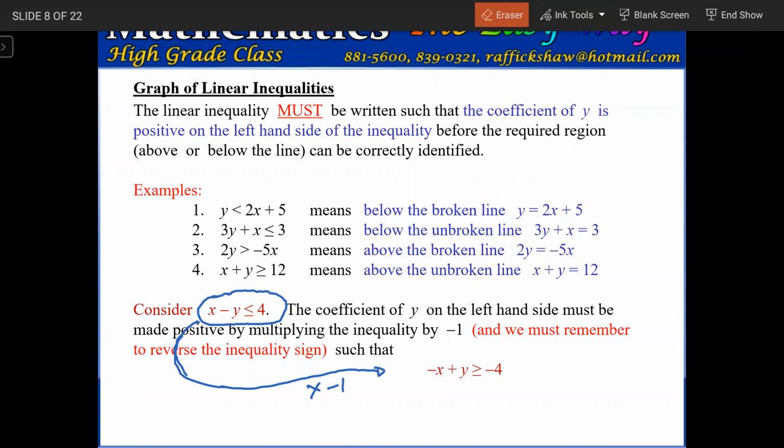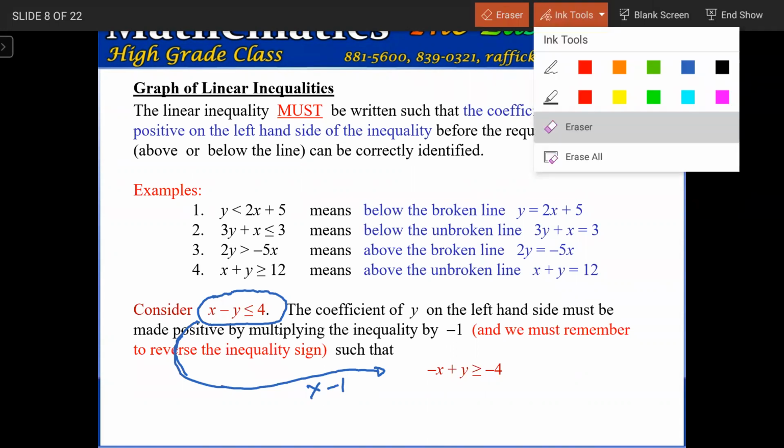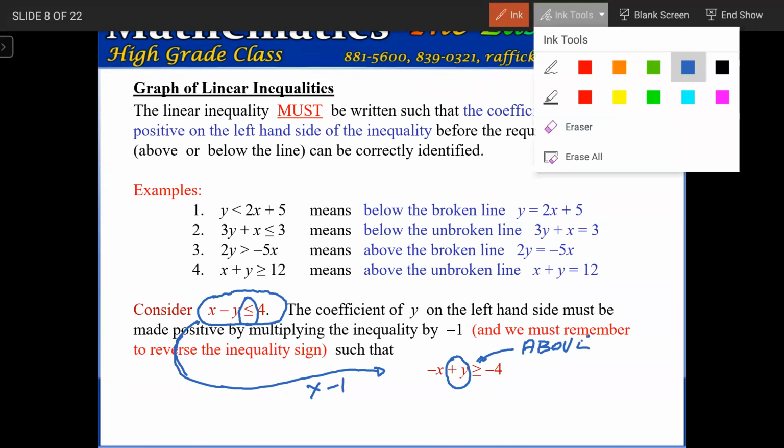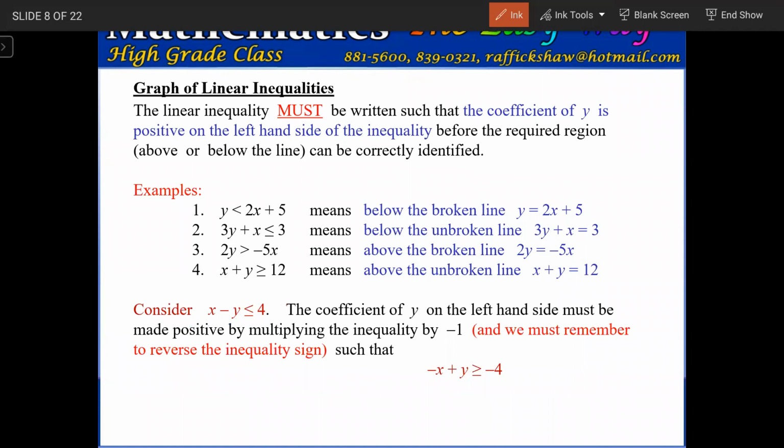Right? Yes, sir. And for this one now, the y is positive on the left side. The y over here now is positive, and we see that we have a greater than sign. So what was a less than sign is now a greater than sign. So this is really above. And I'm saying to you, if on this one, look at it now, this actually means above, you know.